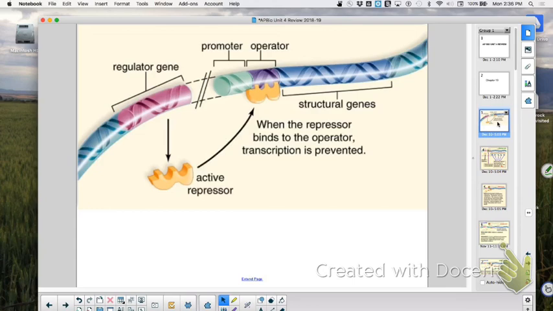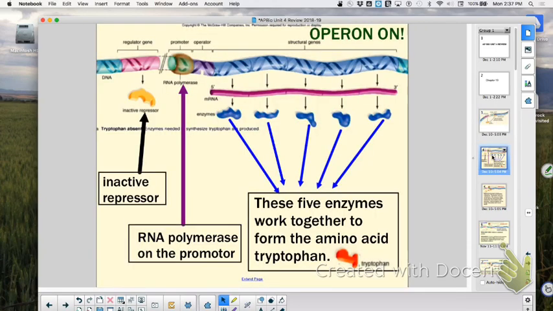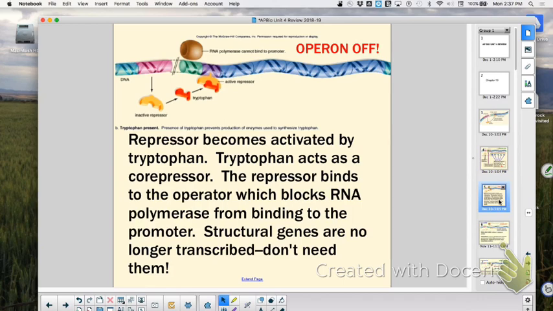Negative control. When you look at this picture, this is showing you an active repressor binding onto the operator, but it kind of spills onto the promoter. Take a look at that picture. In this case, there was an inactive repressor. RNA polymerase is on the promoter, and you're making the tryptophan. When you have enough tryptophan, what does it do? It acts as a co-repressor, which then activates the repressor and shuts it off.